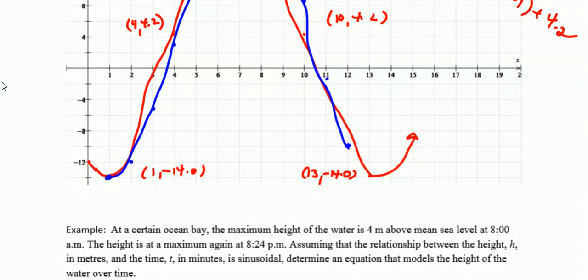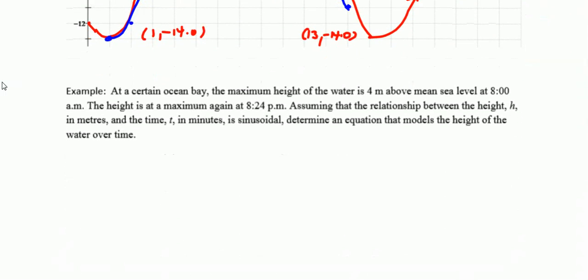Okay, next question. At a certain ocean bay, the maximum height of the water is 4 meters above mean sea level at 8 o'clock in the morning. The height is at its maximum again at 8:24 p.m. Assuming that the relationship between the height in meters and the time in minutes is sinusoidal, determine an equation that models the height of the water over time.